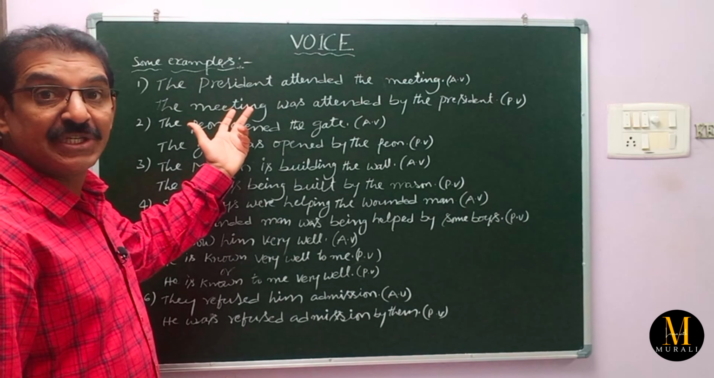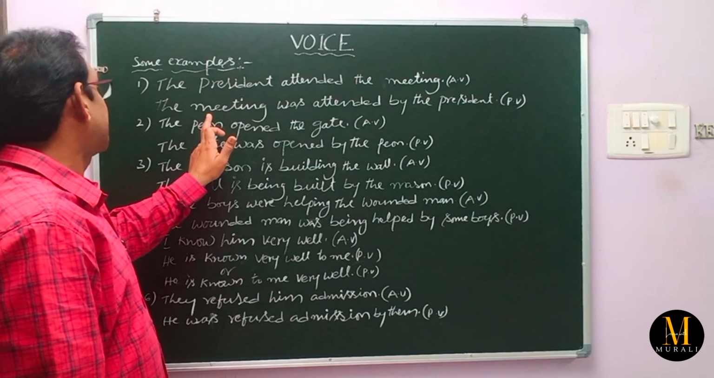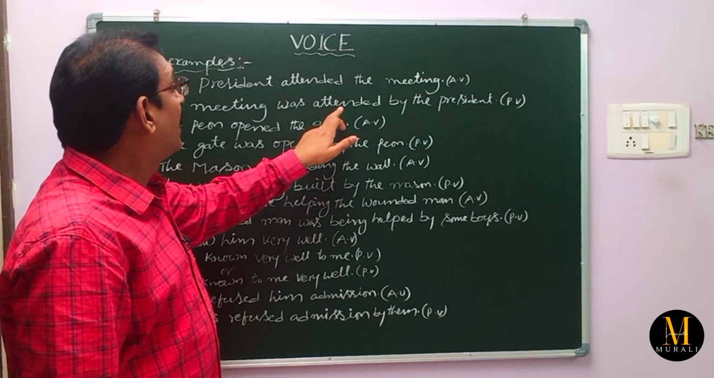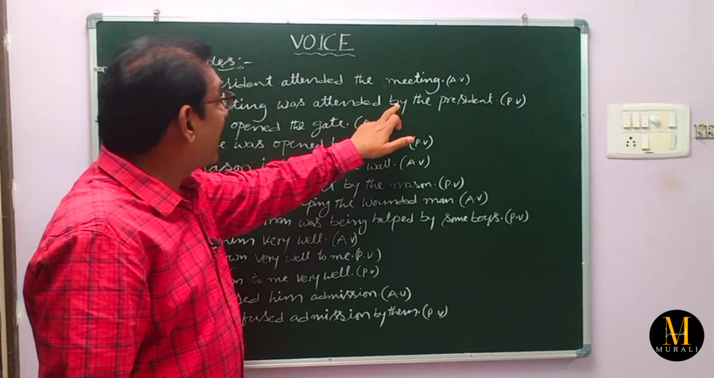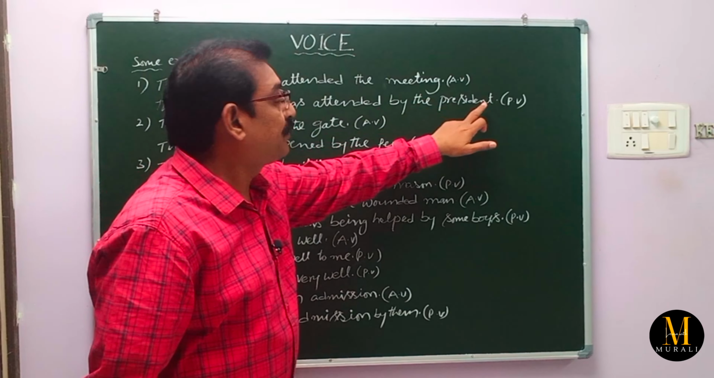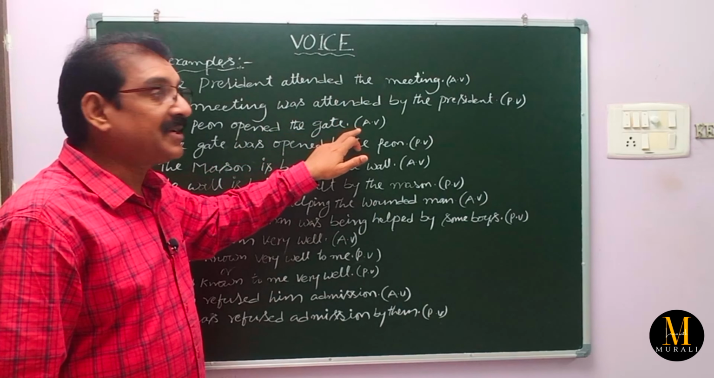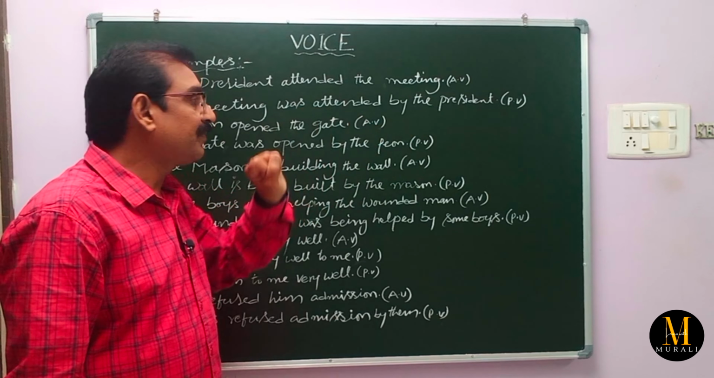Coming to the change into passive voice, the meeting, which is the object, comes first. Was attended: was is the helping verb, attended is the past participle, the main verb, by is a preposition, by the president. Same way, the peon opened the gate, active voice. The gate was opened by the peon, passive voice.